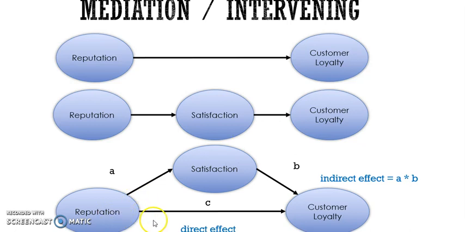So in this diagram, we have two effects. One is the direct effect, from the reputation variable to customer loyalty. On the other hand, satisfaction has a mediating effect, which is the indirect effect. It's A times B.